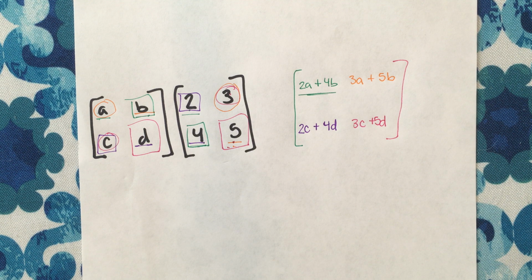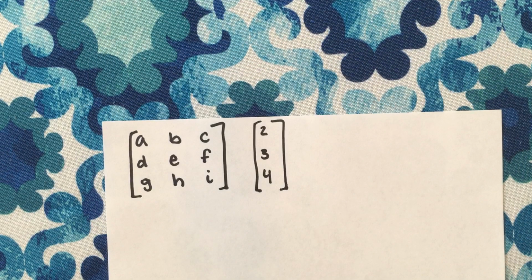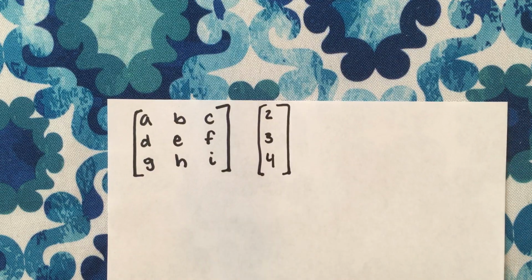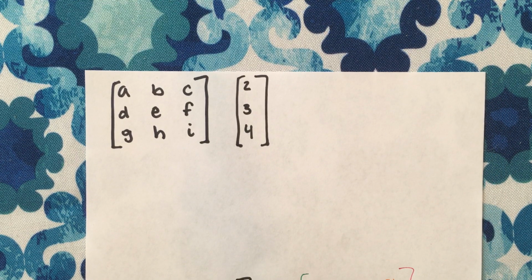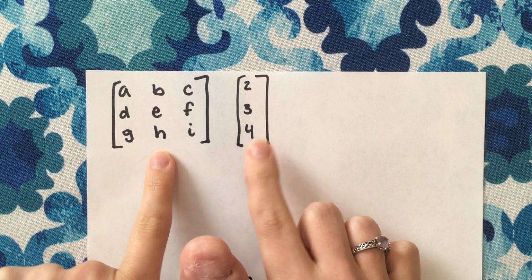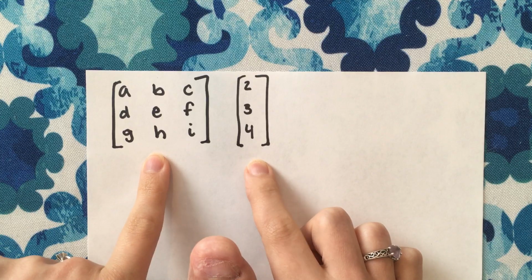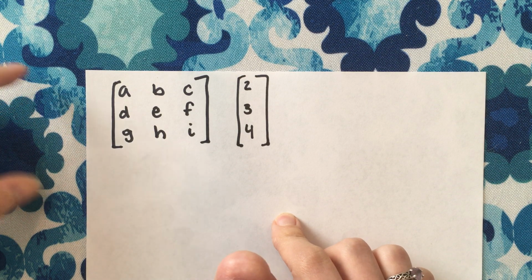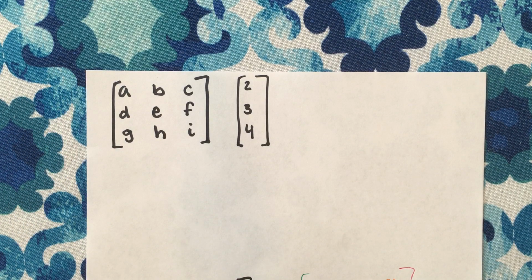Okay, let's look at another example. This time we have a 3 by 3 matrix and we just have a single column matrix. Now you may be wondering, are we allowed to do that? They're not the same size. Unlike addition and subtraction, they do not have to be the same size. However, the number of their dimensions do have to equal in some regard.